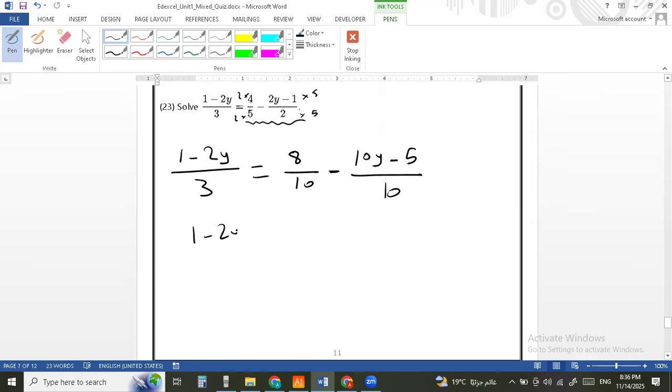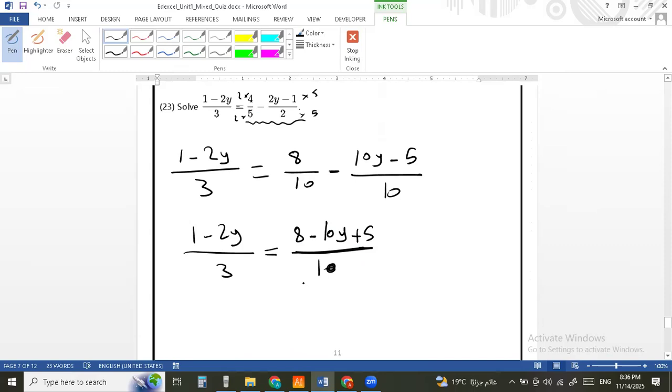1 minus 2y remains the same over 3 equals what? 10 stays the same. 8 minus 10y. Don't say minus 5. That would be a big mistake, because it is minus negative 5. So it's plus 5. Be careful with this.